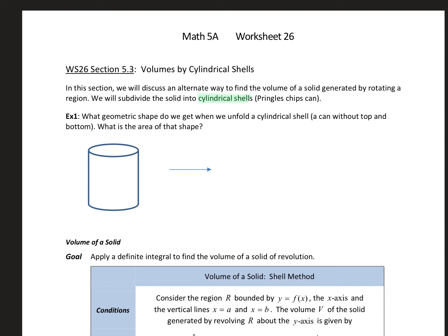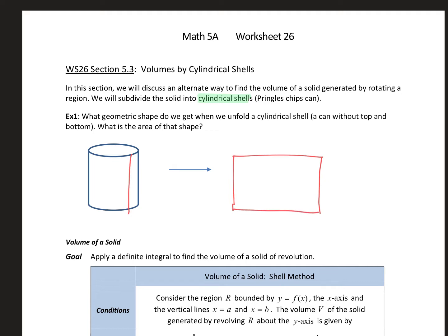Basically, it's like a Pringles can container, or you can think of a can of soda. What geometric shape do we get when you unfold a cylindrical shell? Think of a can without the top and bottom. It's just the side of the can. If I cut this part and unfold it, it's just going to be a rectangular shape.